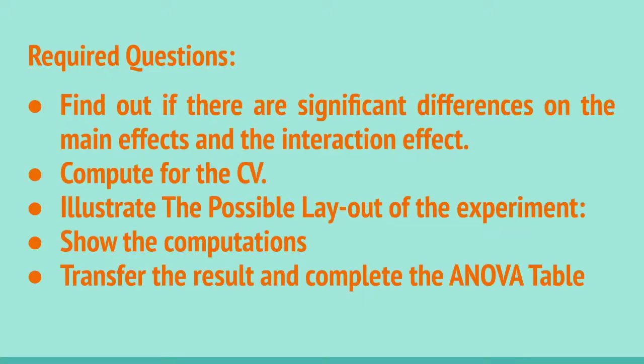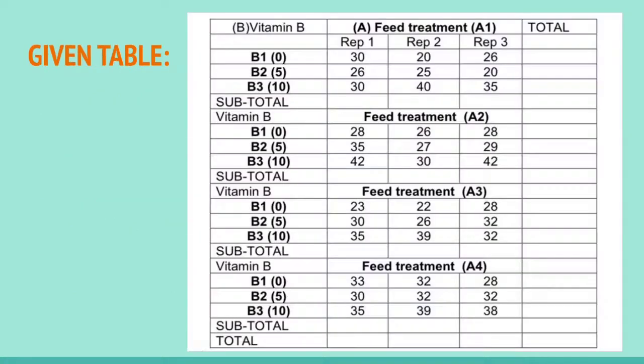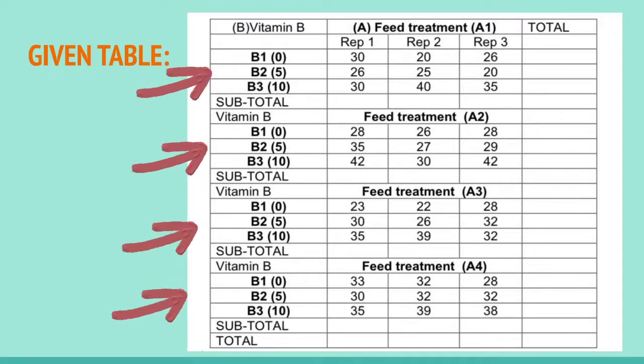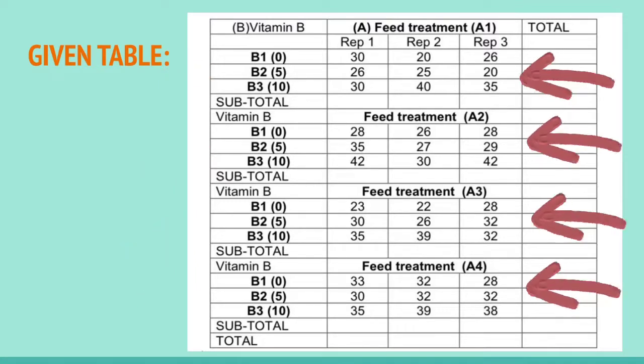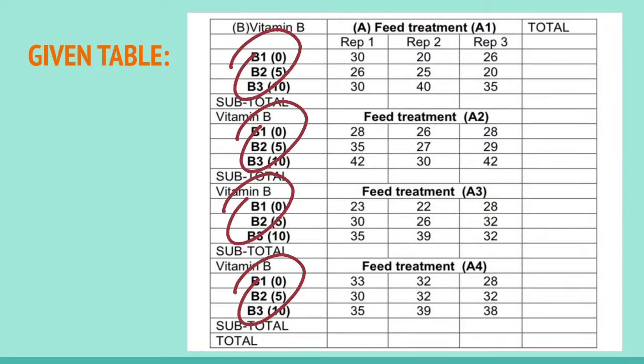Now, during the discussion, we will be finding out if there are significant differences on the main effect and the interaction effect. And also, we will be computing for the CV or the coefficient of variation and illustrate the possible layout of the experiment. And also, we will be showing the computations and transfer the result and complete the ANOVA table. Now, the data shown are the average milk yields obtained from cows for a 4 weeks period as affected by 4 different feed treatments and 3 levels of vitamins.